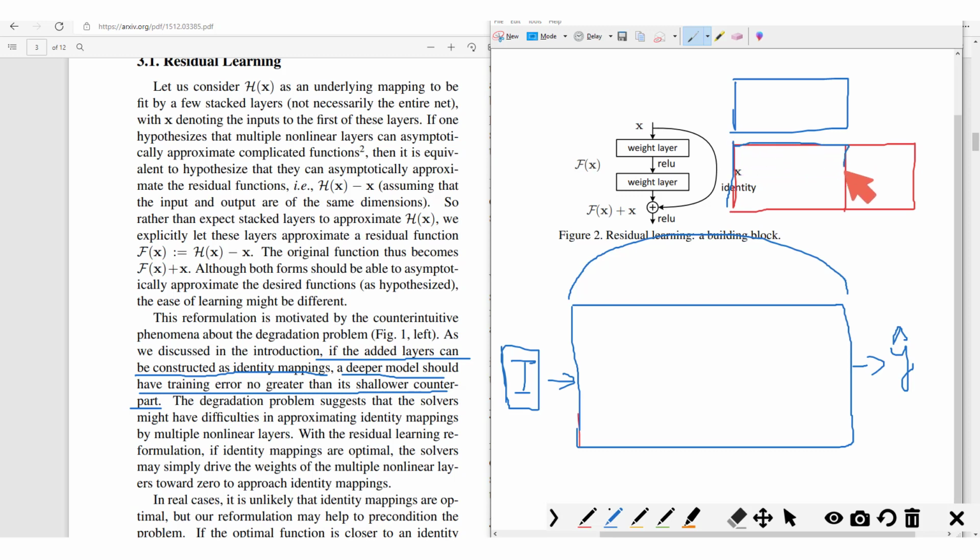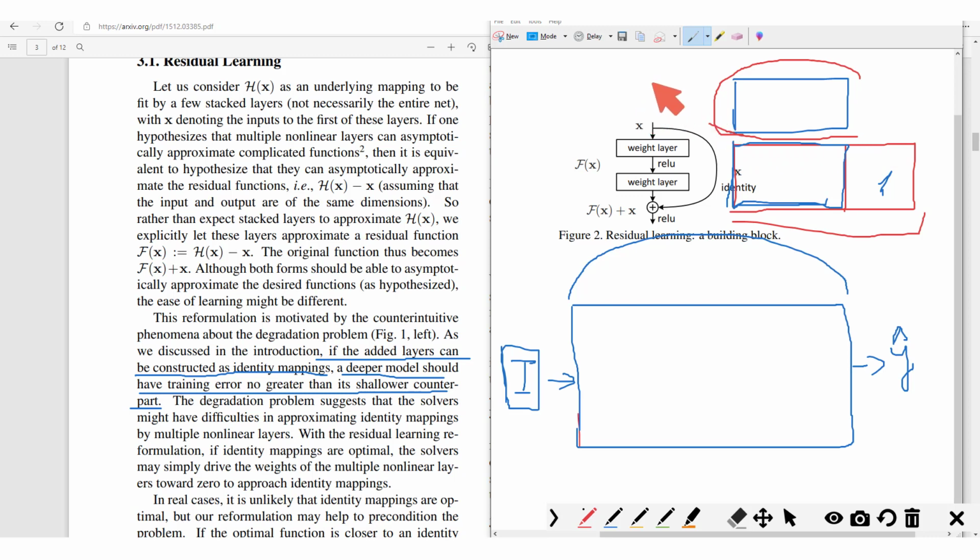So we have this same shallower model, and then the remaining layers here, these other layers, are constructed such that they are the identity function, or a group of identity functions which are stacked together. Then the training error of this one, although deeper, shouldn't be greater than the training error right here, the training error of this shallower model.